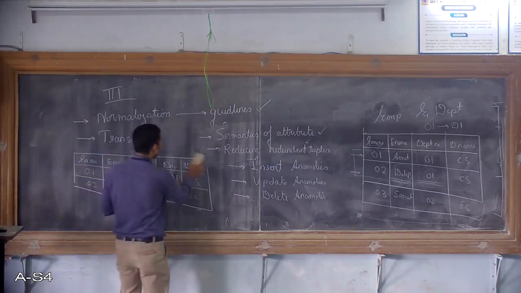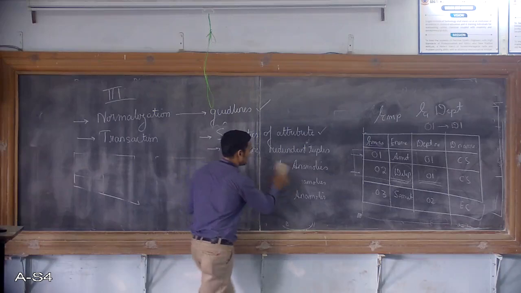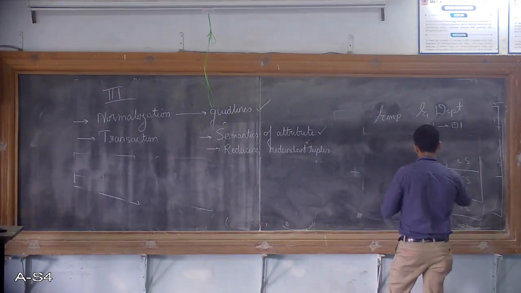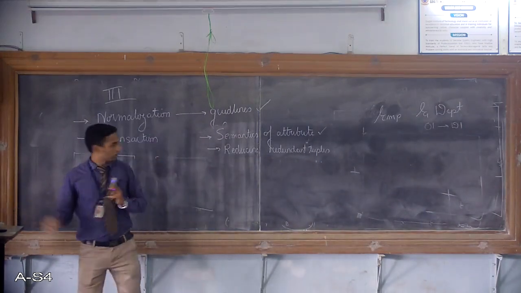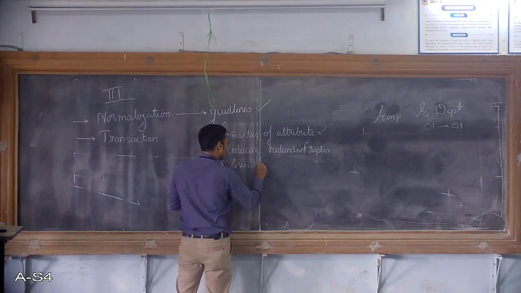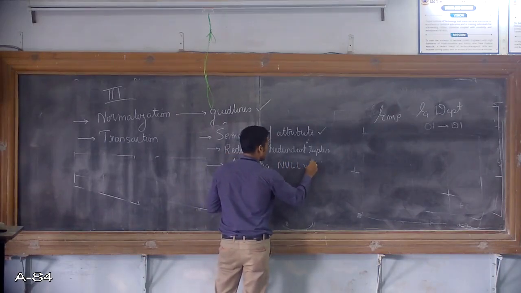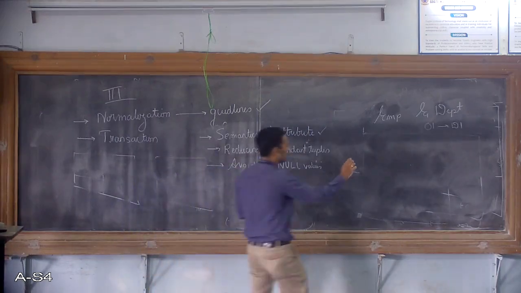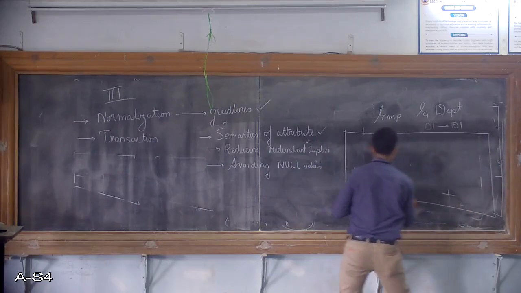And the next one we'll study is the third one, as I said, that is avoiding null values. Now what do I mean by avoiding null values? Assume that you again have a relation like this.